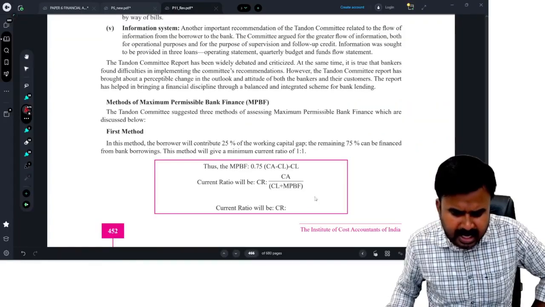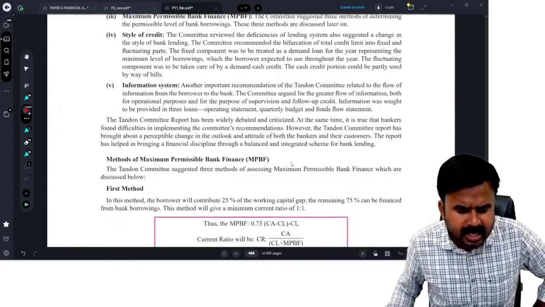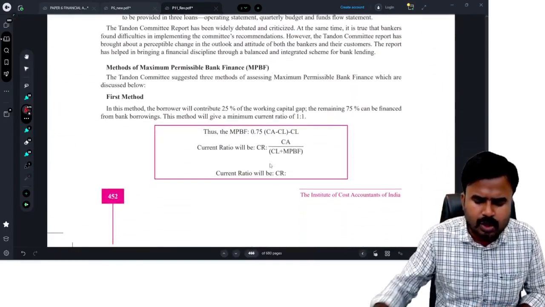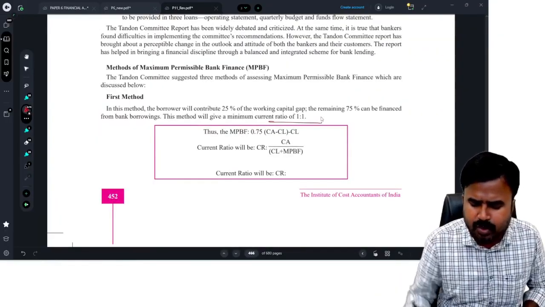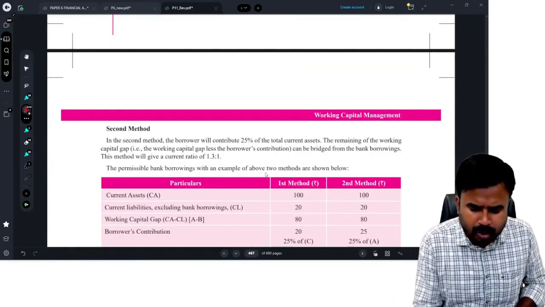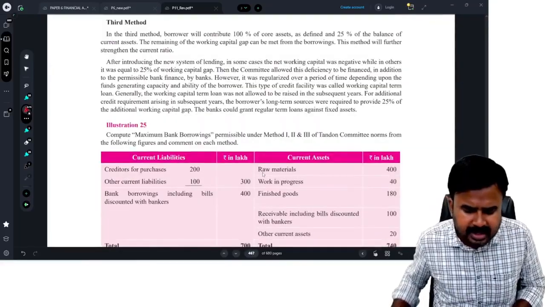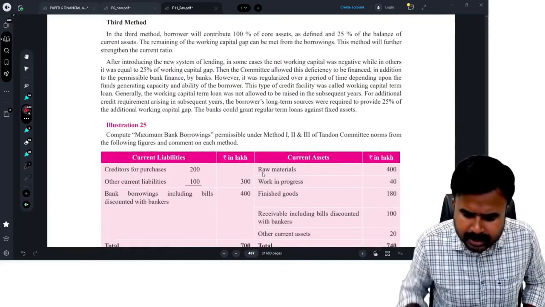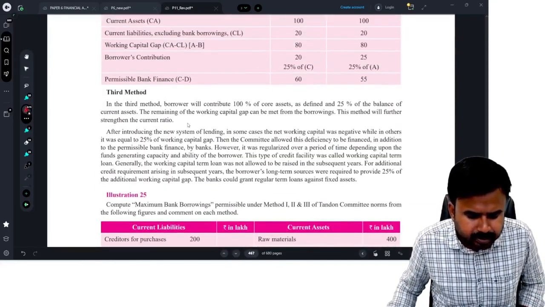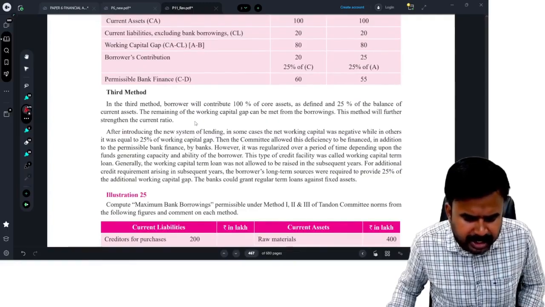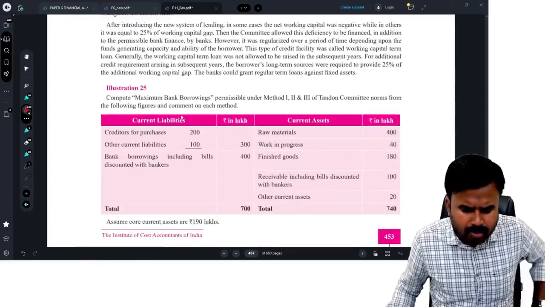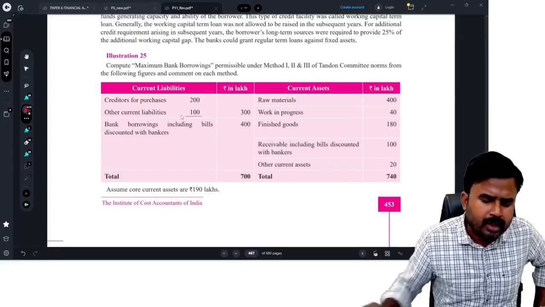See, we can understand one problem here. There are some suggested current ratios also. The suggested current ratio under method 1 is 1:1, under method 2 is 1.3:1, and under method 3 it was not given here. Actually, there is no suggested ratio for third method here. That's okay. Now, my dear students, let us go for the problem.